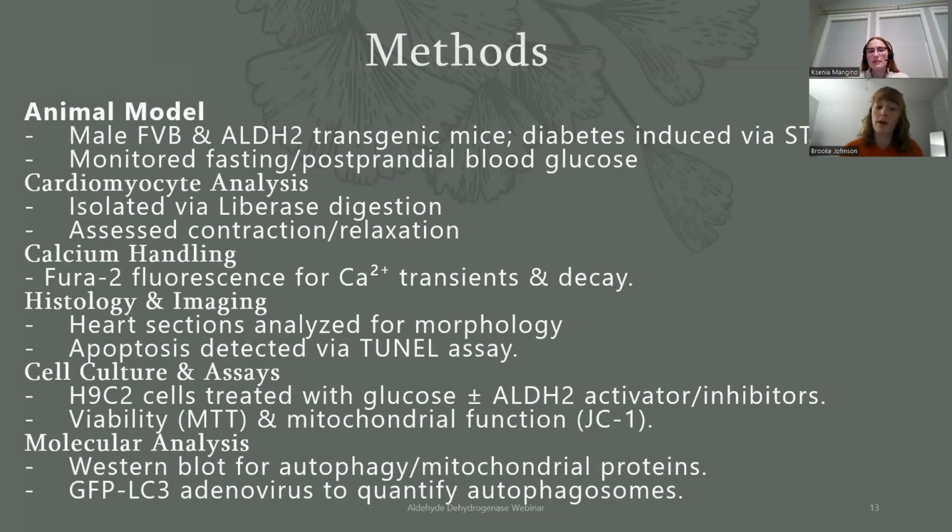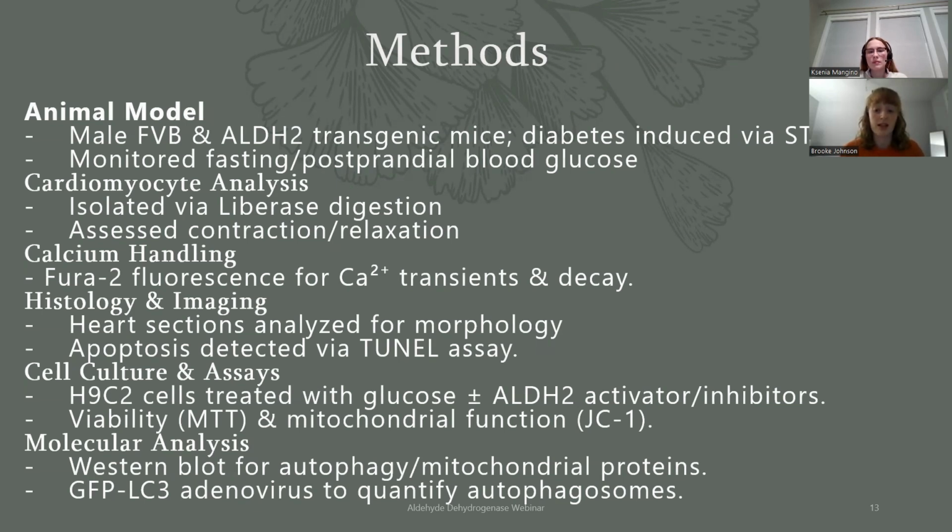So to talk more about the methods of this study, the study investigated the effects of ALDH2 overexpression in diabetes on cardiomyocyte function in transgenic mice and H9C2 cells. Male FVB and ALDH2 transgenic mice were induced into diabetes using streptozotocin, which is abbreviated STZ, with cardiomyocytes isolated for functional assessment.